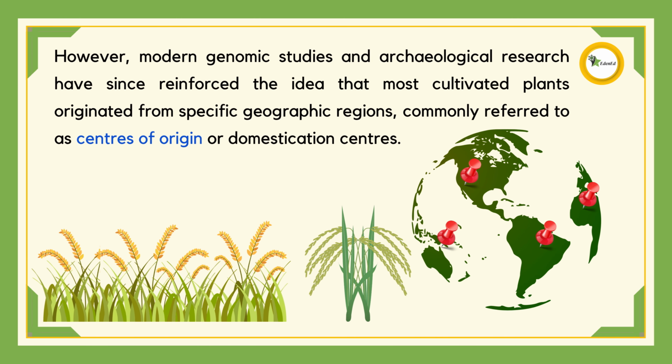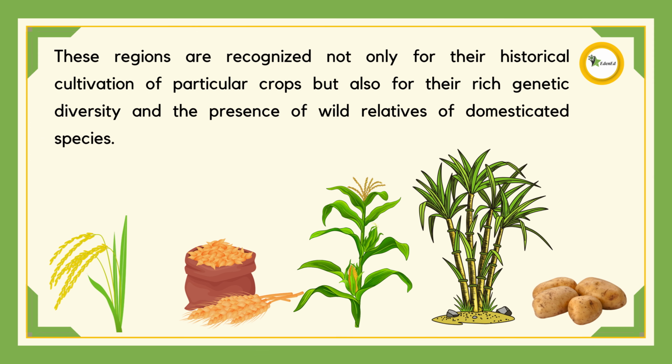However, modern genomic studies and archaeological research have since reinforced the idea that most cultivated plants originated from specific geographic regions, commonly referred to as centers of origin or domestication centers. These regions are recognized not only for their historical cultivation of particular crops, but also for their rich genetic diversity and the presence of wild relatives of domesticated species.